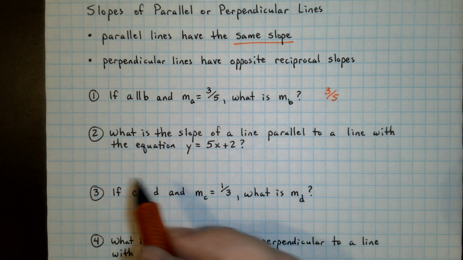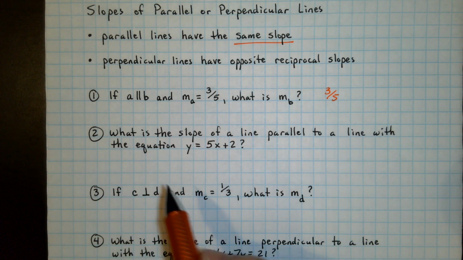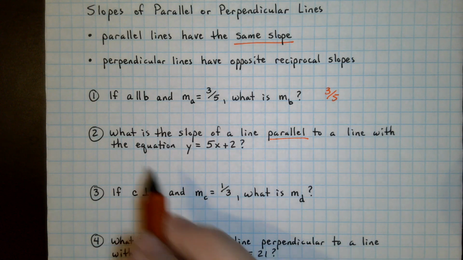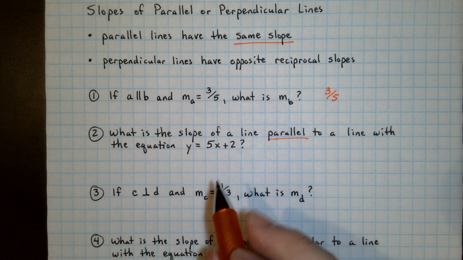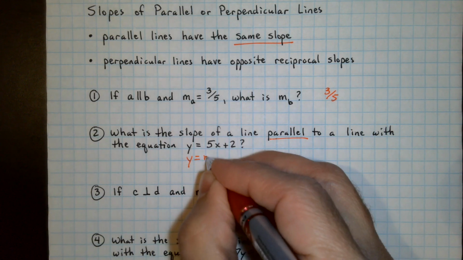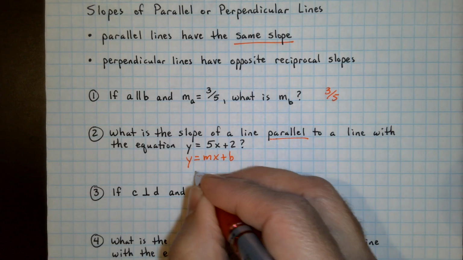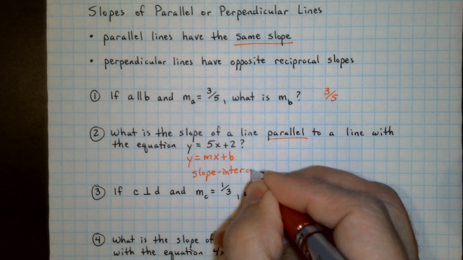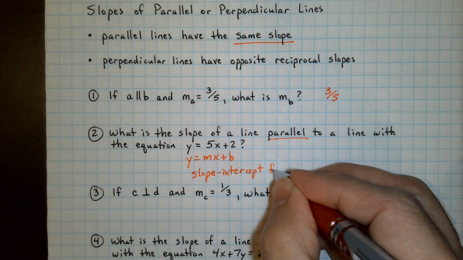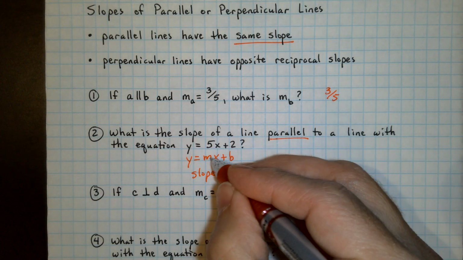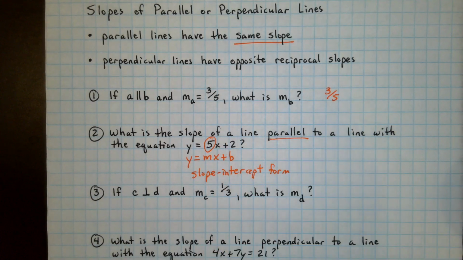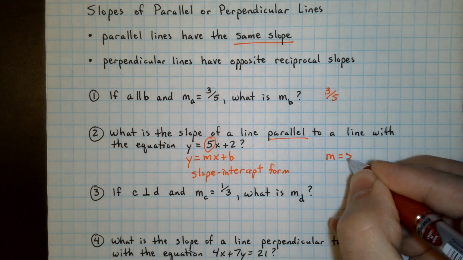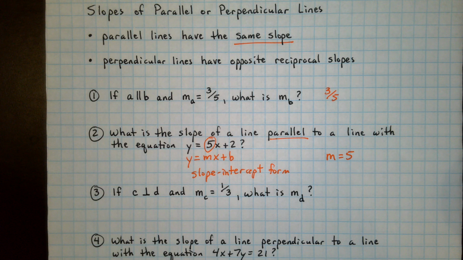In number 2, we're given the question in a slightly different way. What is the slope of a line parallel to a line with this equation? Well, this is in the y = mx + b form. That's the slope-intercept form of the equation of a line. In that, m is beside the x, so the number with the x would be the slope. So the slope that we're looking for would be 5.